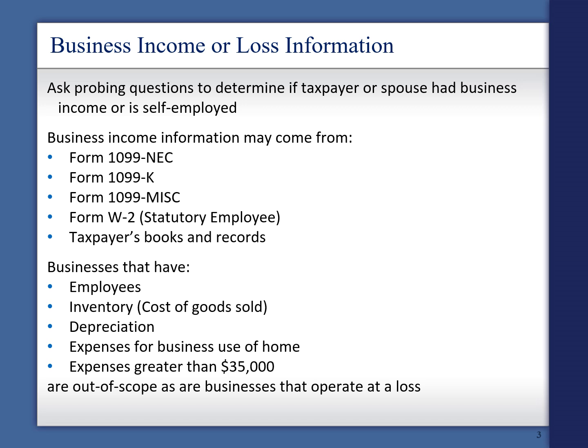Businesses with employees, inventory, depreciation expenses, expenses on a business use of the home, or expenses greater than $35,000 are out of scope, as are businesses that report a net loss for the tax year. If you determine there may be a loss, it is out of scope for VITA. This is tough because most businesses lose money for the first few years. However, we cannot do their return.